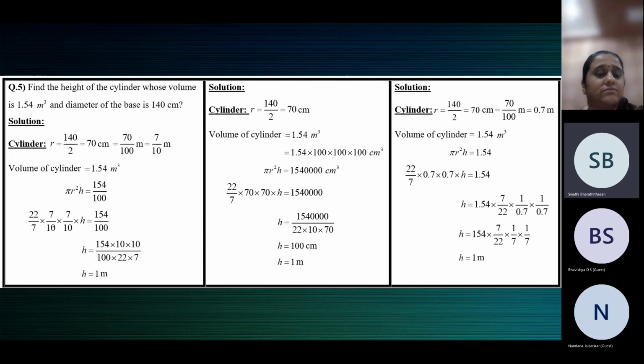Yes, ma'am. And then the value of pi is 22 by 7, and then r square is 7 by 10 into 7 by 10. And then the value of h is unknown, and that's equal to 154 by 100.